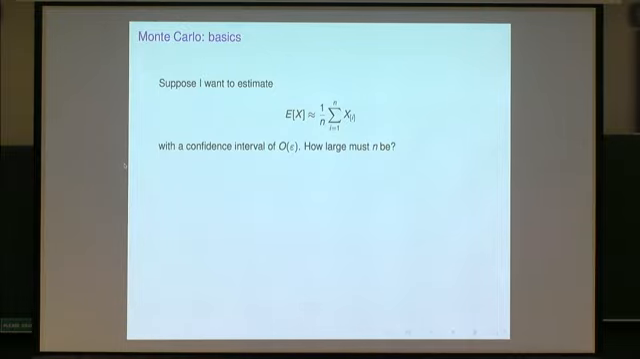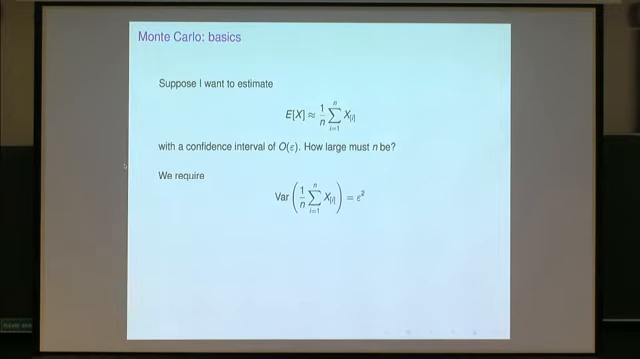Okay, so again, when I say I'm going to start at the beginning, I just want to start at the beginning. So Monte Carlo. Let's say I have a random variable, x, and I want to estimate its expectation. So I want the expected value of x. The reasonable way to do this is just to take an ensemble average of independent copies. Independent realizations of the random variable x. So I take my average. Now I want a confidence interval of size, let's say, order epsilon. So how large must n be?